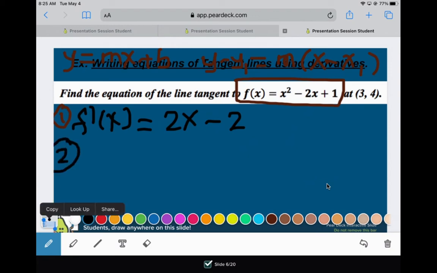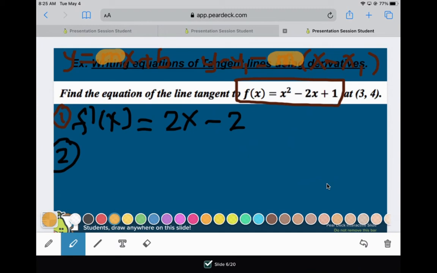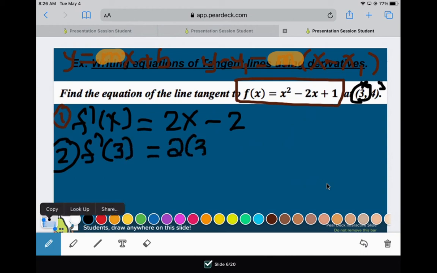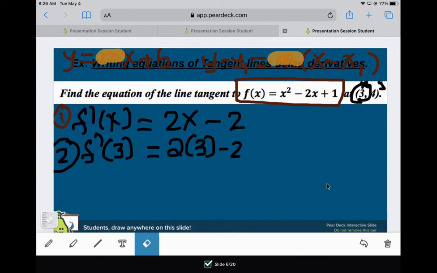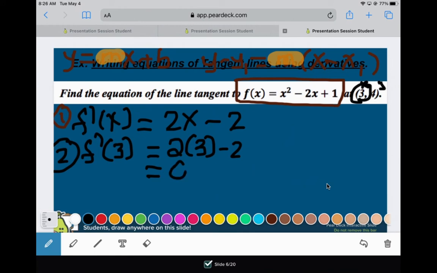Step 2, notice if you're going to write the equation, you're going to need the slope. It doesn't matter which form you're going to use, you're going to need the slope. So how do we find the slope? Remember, we plug in the values. This is the x, this is the y. So this one is f prime of x, so for step 2, I'm going to find the slope by using the x value, which is 3. So 2 times 3 minus 2, that would be 6 minus 2, which is 4. So I know the slope is 4.